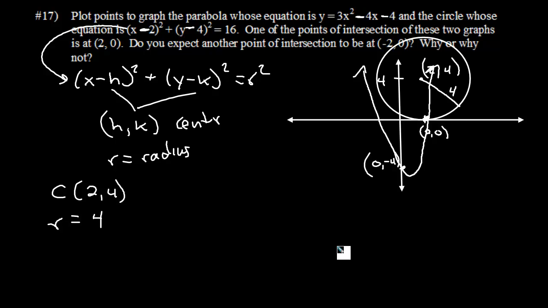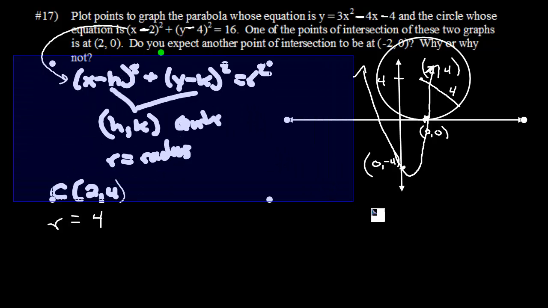But you're probably thinking, you're sending me mixed messages here. Can I graph it? Can I graph it? You can plot points to graph it, but for a parabola, in my opinion, that's pretty tough to do. So for right now, forget about knowing how to graph it. Throw it in your calculator, you'll see what it is. Even if you had nothing graphed, the question is, do you expect another point of intersection to be at -2, 0? Why or why not? Let me tell you why or why not.